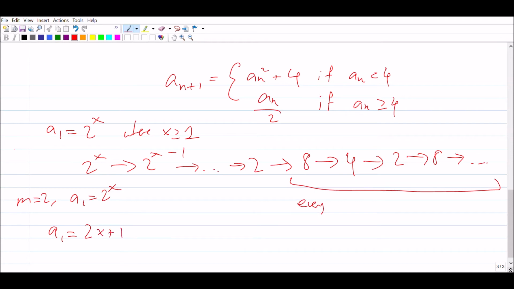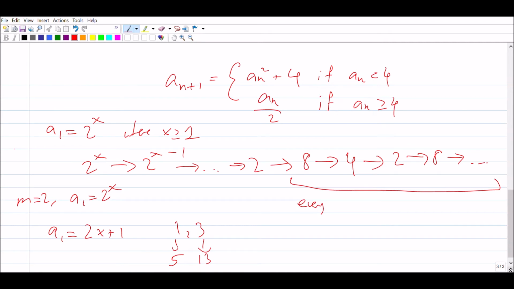If 2x plus 1 is more than 4, the next term won't be an integer, because it will be (2x plus 1) divided by 2. Now if 2x plus 1 is less than 4, so if it's an odd less than 4, the only possibilities are 1 and 3. For 1, the next term in the sequence will be 1 squared plus 4, which is 5. And for 3, it will be 3 squared plus 4, which is 13. Again, these are odds larger than 4, so the next term won't be an integer anymore.